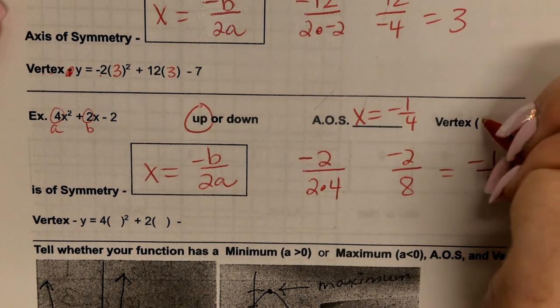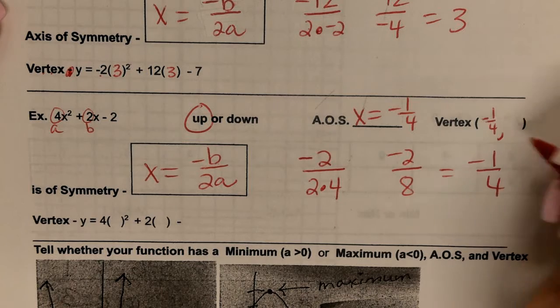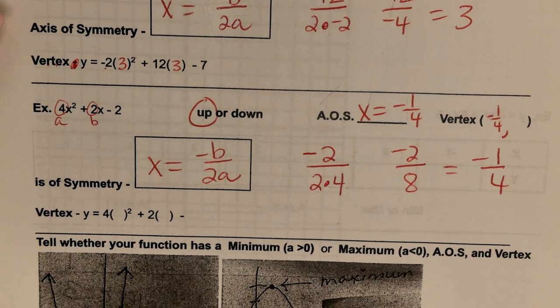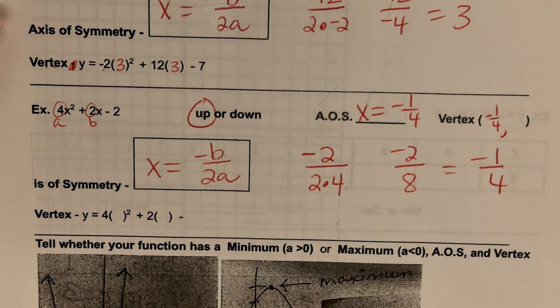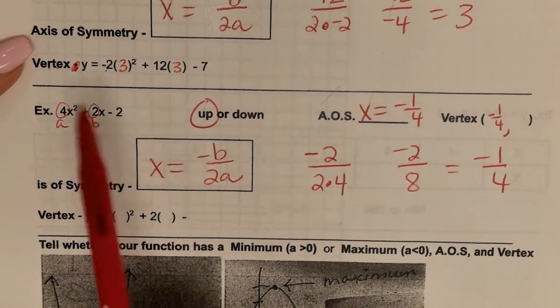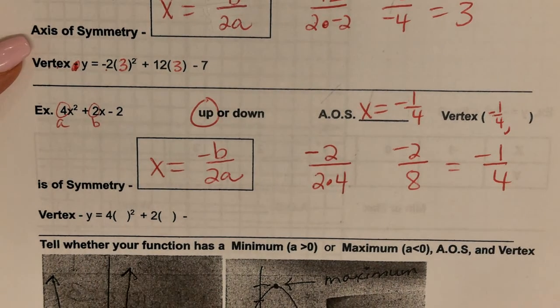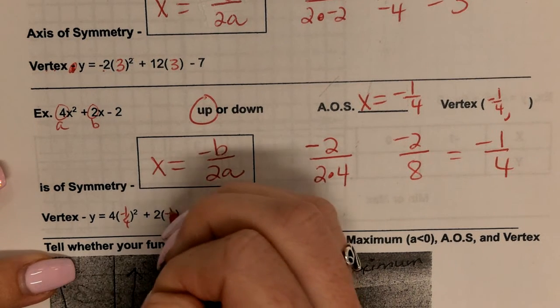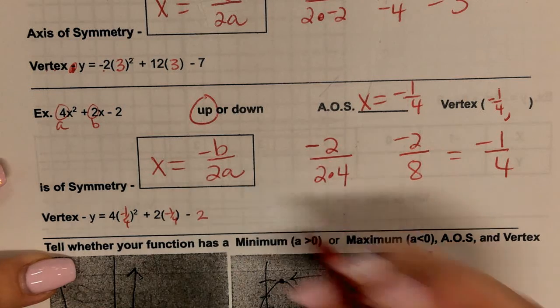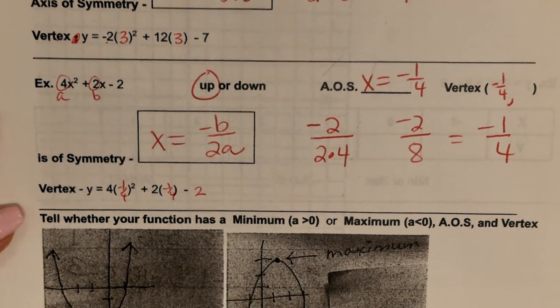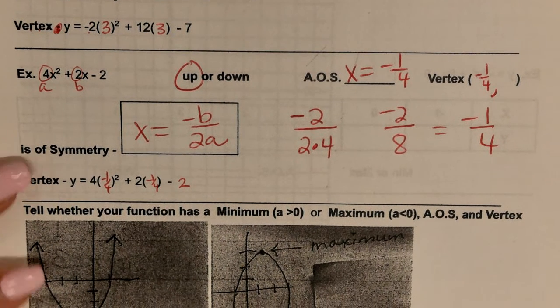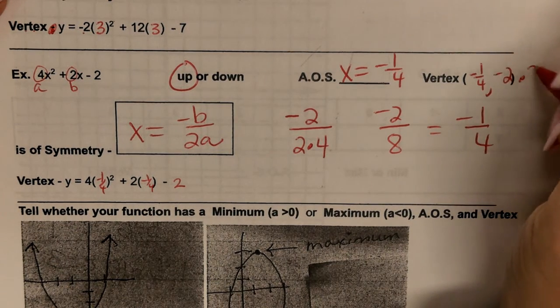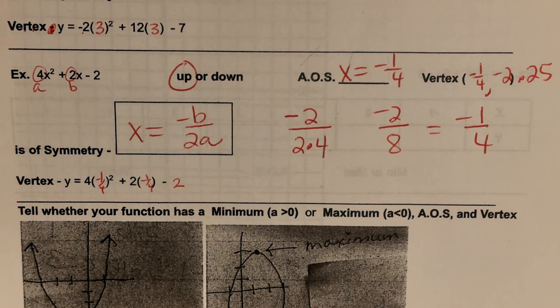So that's my first coordinate, my first x. Now to solve for y, all I do is plug this in for x over here. Are y'all with me? So I'm going to plug in negative 1/4 and negative 1/4. What did she leave off right here? The minus 2. So I just type that in my calculator, and what do you get? Negative 2.25. Or negative 2 1/4.